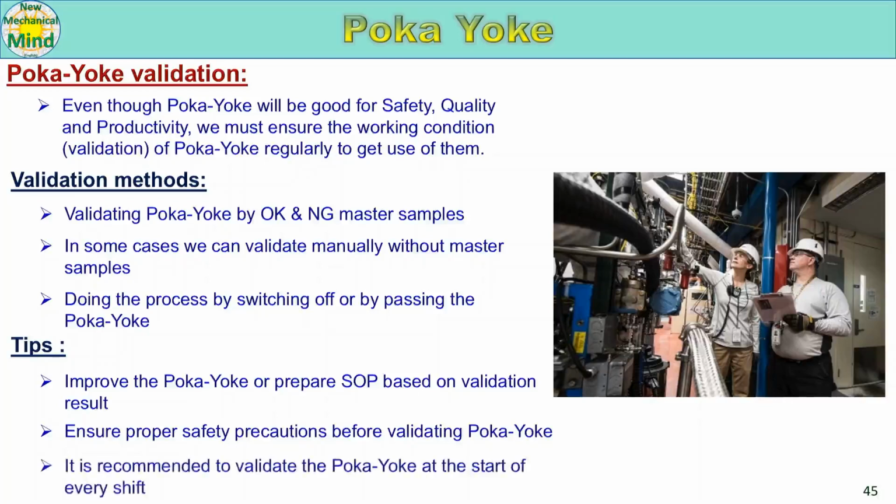It is recommended to validate the Poka yoke at the start of every shift. Before starting production at each shift, we have to validate the Poka yoke to ensure its working condition. Otherwise, defects may be produced and we cannot get the usage of the Poka yoke. Now you have understood what Poka yoke methods and types are, examples of Poka yoke, the advantages of Poka yoke, and how to validate the Poka yoke.